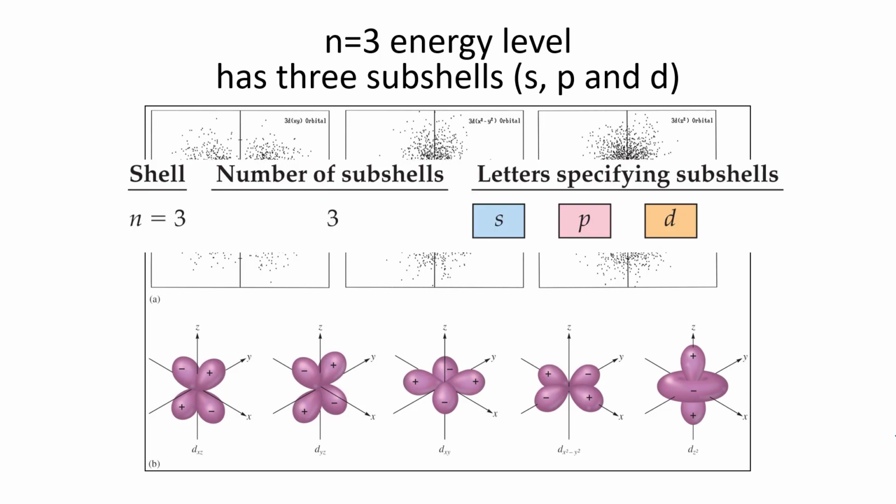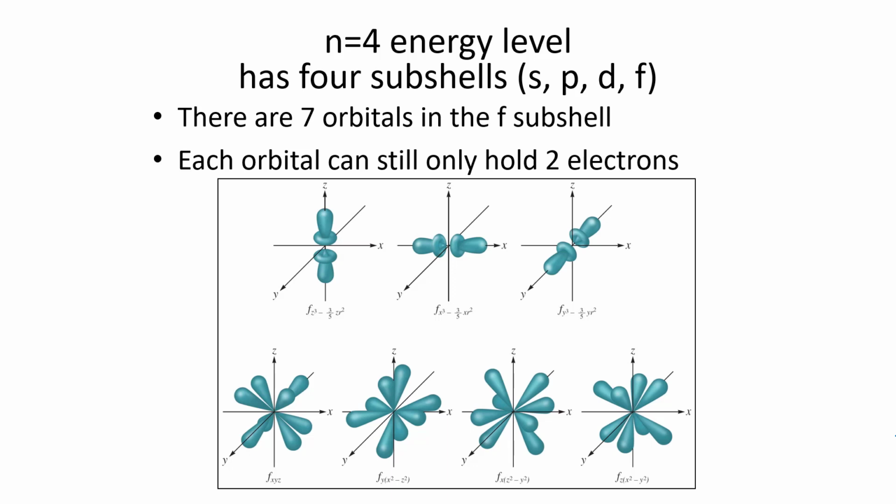So that means if your energy level is 3, you're going to have 3 subshells. You're going to have an s, a p, and a d. You're going to have 1 orbital in your s, 3 orbitals in your p, 5 orbitals in your d, as mentioned before. All right, then, what about our n equals 4?